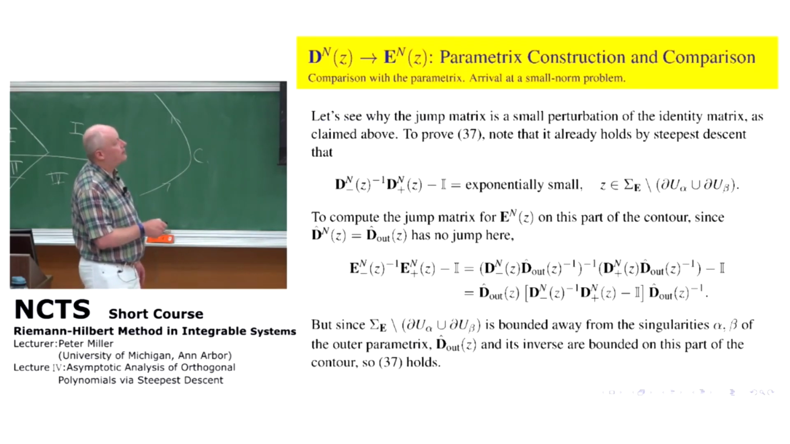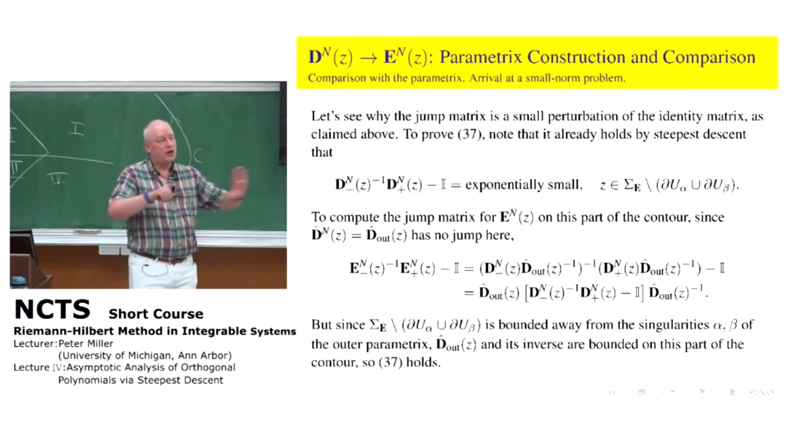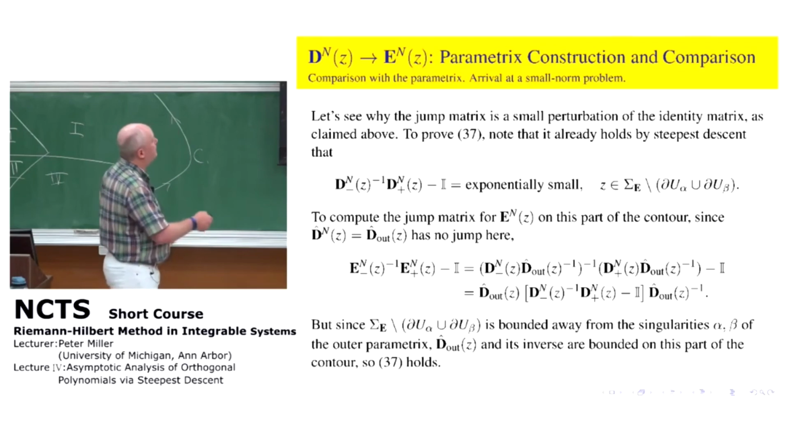So let's see why the jump matrix is a small perturbation of the identity. To prove the first result, which is the one of exponential decay away from the boundaries of the disks, you just have to observe that it already holds by the steepest descent that the jump for the matrix D is already an exponentially small perturbation of the identity. That was true except close to alpha and beta, but alpha and beta have now been cut out of this whole picture. And we're just talking about the part of the jump contour bounded away from those points, and there we have uniform decay of the jump matrix for D to the identity, at an exponential rate.